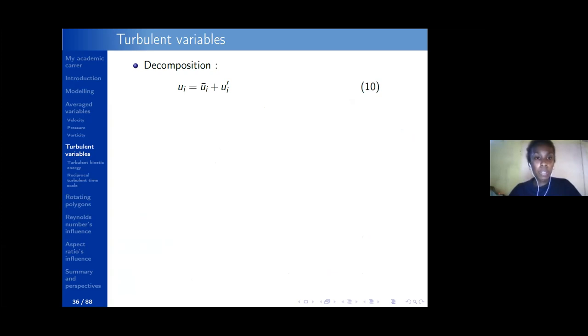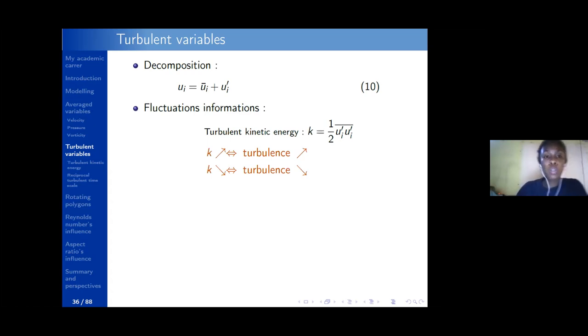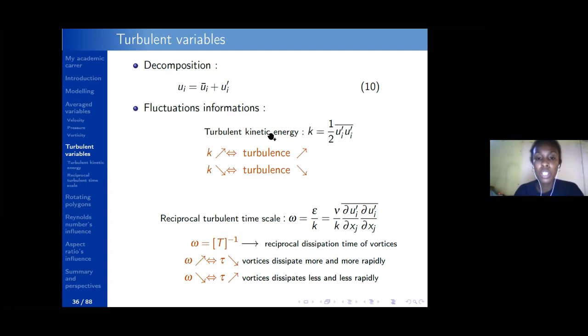Now we are going to see the turbulent variables, which contain the information of the fluctuations that we didn't take into account with the averaged variables. So the two turbulent variables we are going to see are the turbulent kinetic energy K and the reciprocal turbulent time scale omega. The expression of K shows that it contains the velocity fluctuations. So it can be interpreted as follows. When K increases, it means that fluctuations increase and turbulence too. And when it decreases, turbulence decreases too.